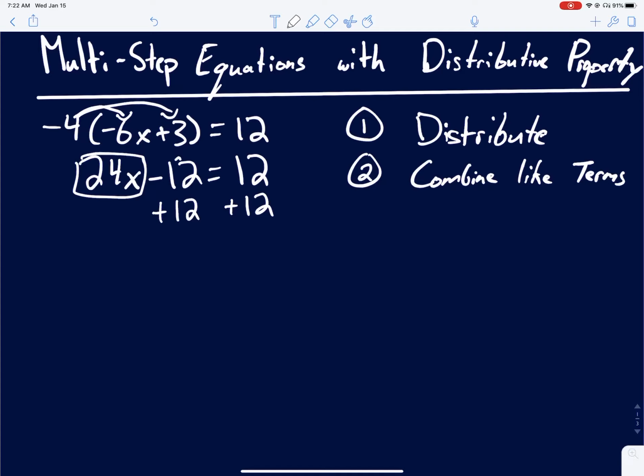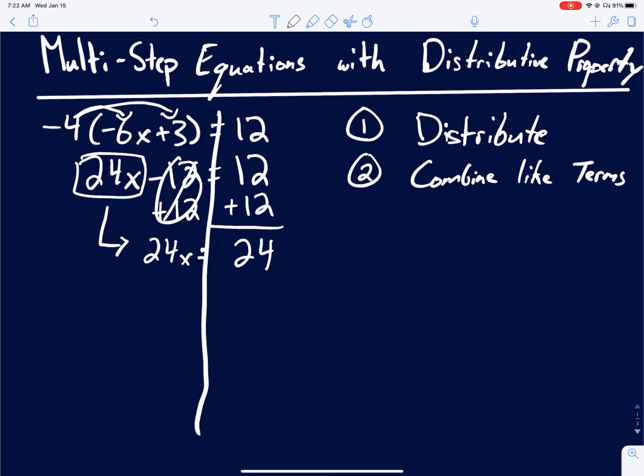So -12 plus 12 is 0, and 12 plus 12 is, easily enough, 24. So we end up with 24x equals 24. Now we'll divide both sides by 24 because we know 24x is just 24 multiplied by x, so the inverse operation is division. So 24 divided by 24 is 1. What we do to one side, we have to do to the other, and we know that 24 divided by 24 is 1, so our answer is going to be x equals 1.